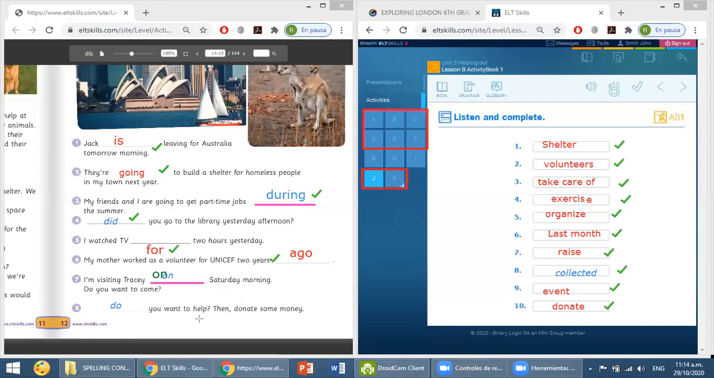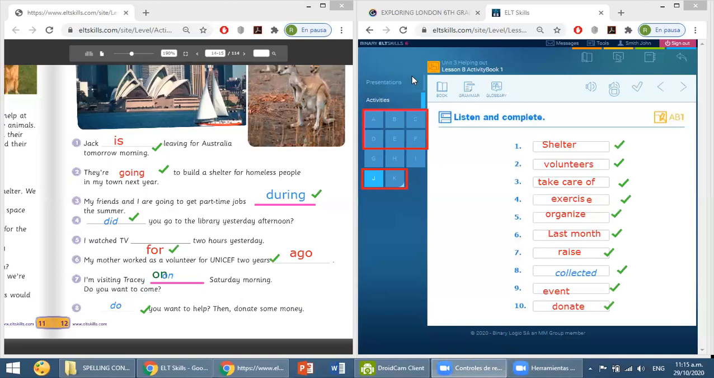It's present. Do you want to help? Then donate some money. Good. Do you want, no? Present. Very good. Please, now it's your turn. Work A, B, C, D, E, F, your activities. If you have questions, raise your hand. If you need help, raise your hand and tell me.